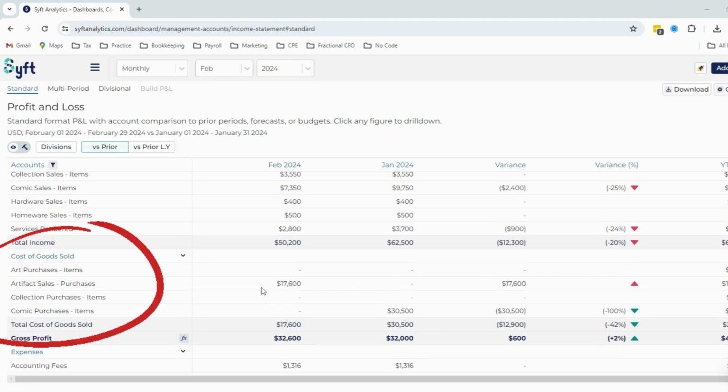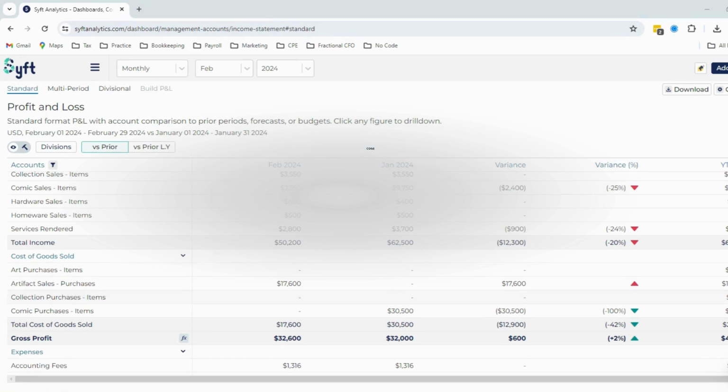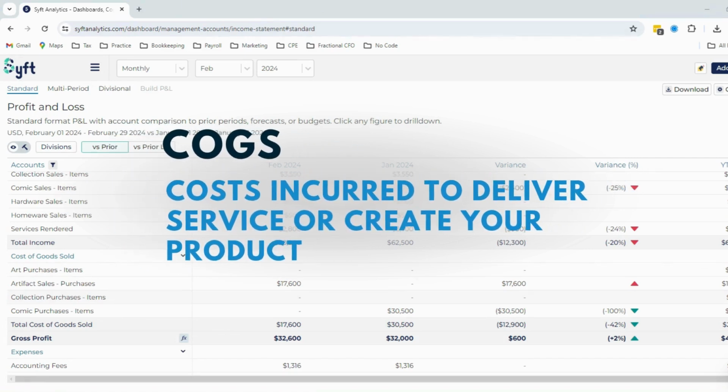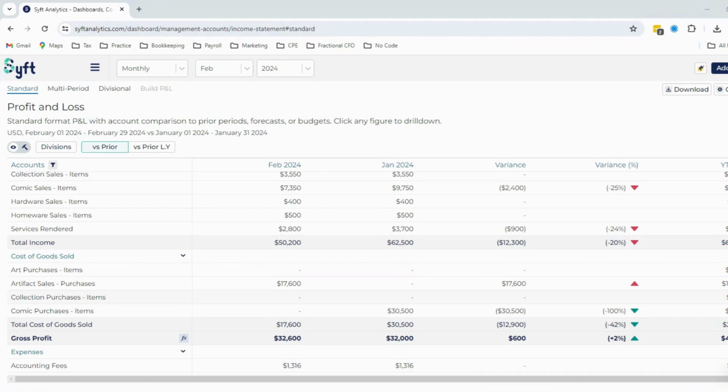Now, usually after sales, you have your cost of goods sold. Your cost of goods sold is something that a lot of small business owners forget about. And the cost of goods sold represents the direct costs that you incurred in order to deliver your service or to create your product. So it may have labor that you're using to create the product or the raw materials that you needed to build the product.